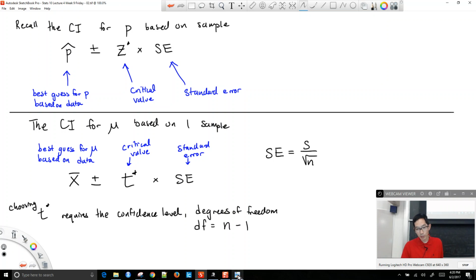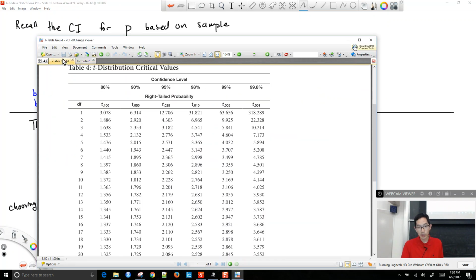You'd look up your degrees of freedom, go to your t-table, and say, okay, if I have 95% confidence, and a sample size of 10, which means 9 degrees of freedom, my t star is going to be 2.262. Do you guys see that on your table?